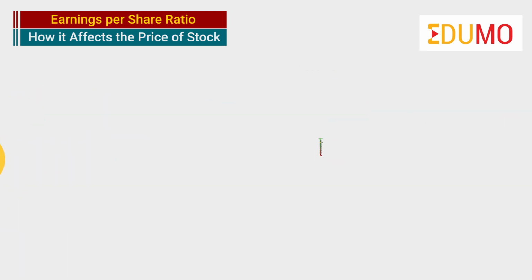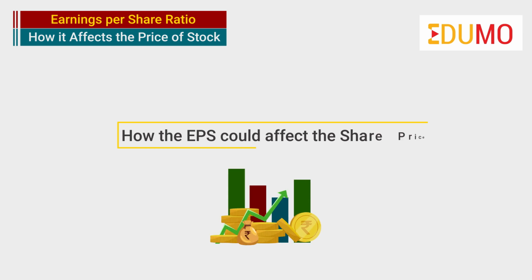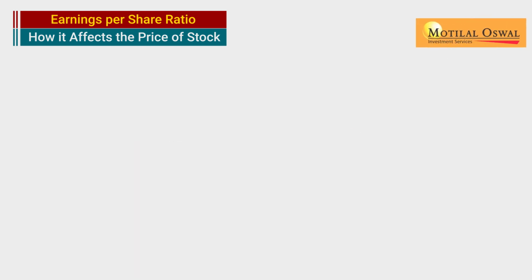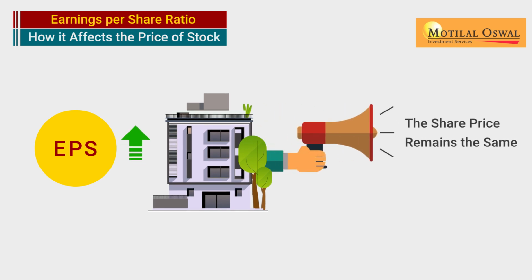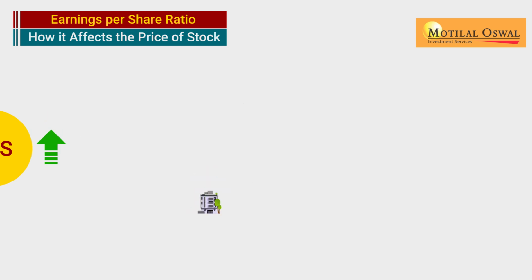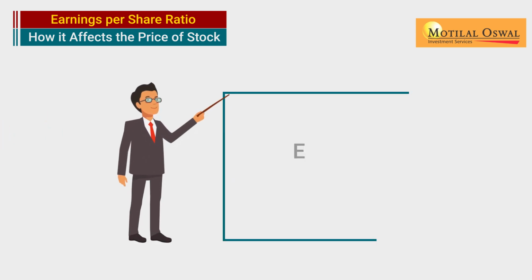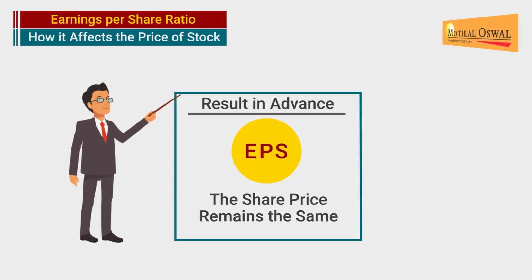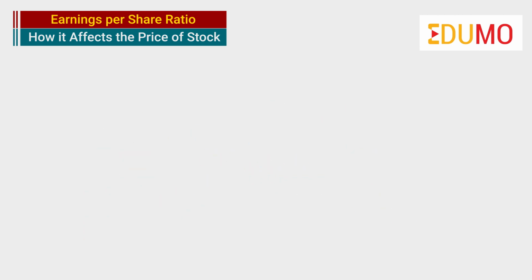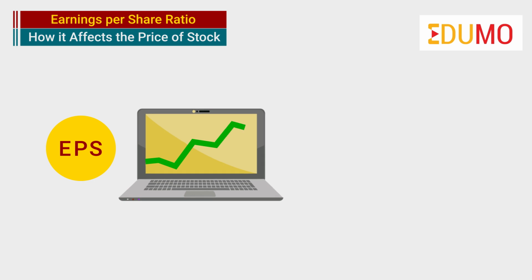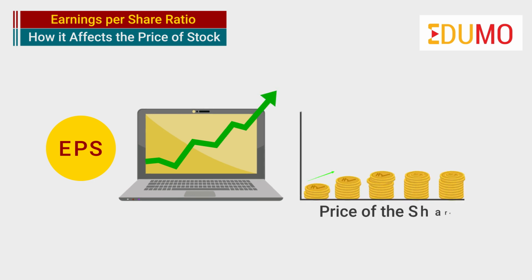Now let's understand how the EPS could affect the share price. Many times, if the EPS has increased after the company announces new results, the share price might not increase. This happens as analysts have already forecasted the results in advance, and hence the markets have already discounted this news. But in case the EPS comes in above the expectation of most analysts, then you can be sure to see a rise in the price of the share.